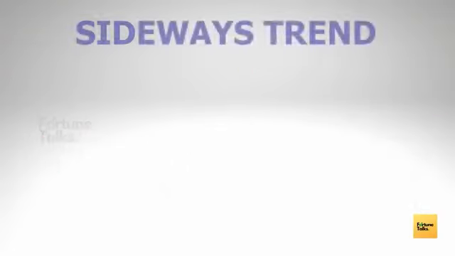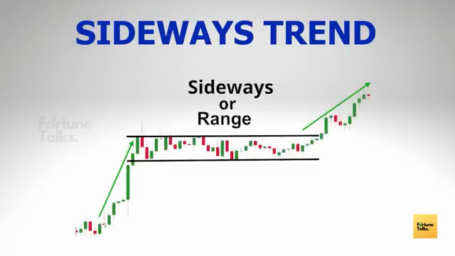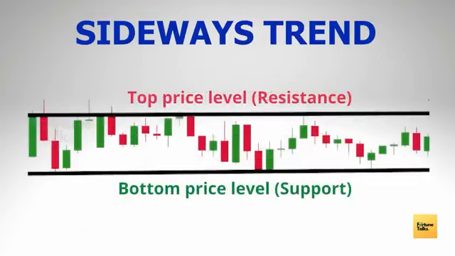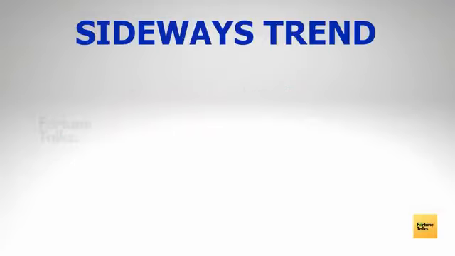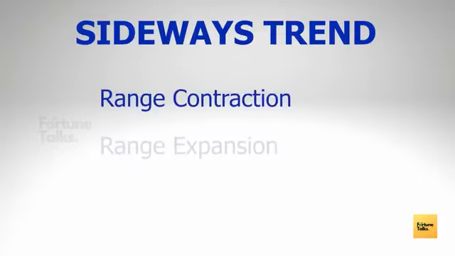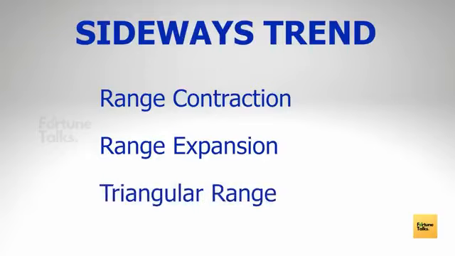The final type of trend is not actually a trend, but it is a situation where there is no clear trend in the market, where the market stays inside a range. We have talked about ranging stages of the market as accumulation phase and distribution phase. So the price movement between two price levels is called a sideways trend. There are three types of sideways trends. Number one is the range contraction. Number two is the range expansion. And the last one is the triangular range.